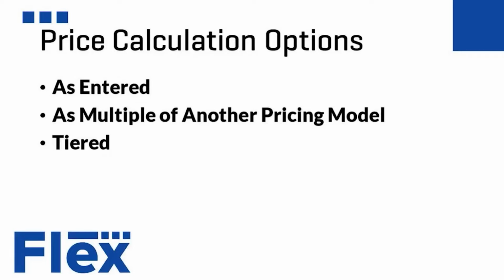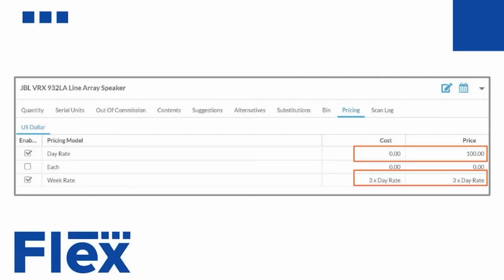First, I just want to highlight really quick, in everyone's system by default, you should see a day rate that is an as entered. It just has a field where you can type in what you want for the price. You type it in, that's what it's going to be. Or the week rate, which by default is 3 times the day rate. So it's that multiplier of another price. Whatever you put for the day rate, it multiplies that by 3 if week rate is what you choose.